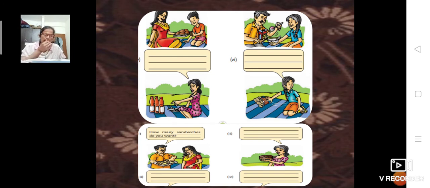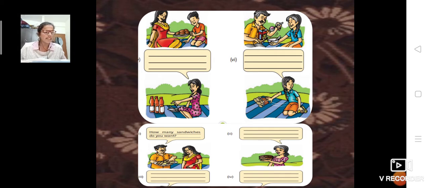So shall we start with the dialogue, children? Who is speaking what? And by seeing the picture also, I hope you can put these speech bubbles in a proper place. Okay, shall we start? Yes, here we go. How many sandwiches do you want? Then she says, I hope this cake.